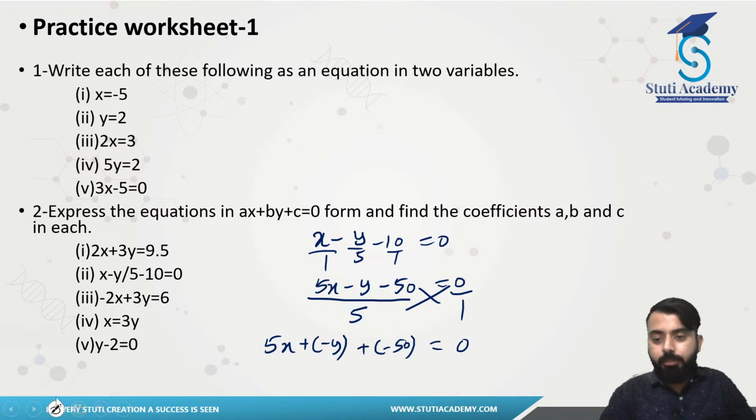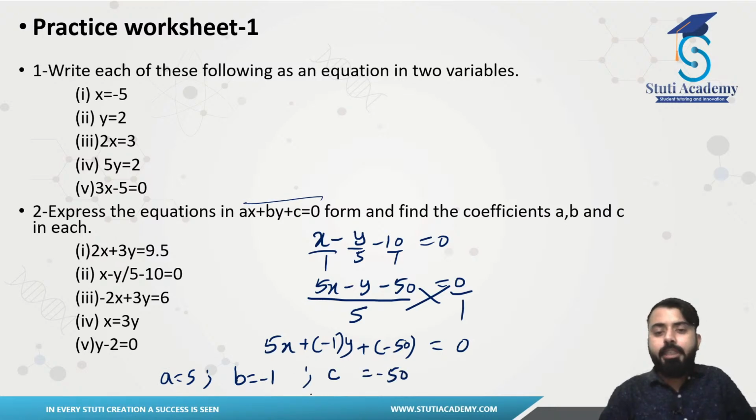Or you can do better, you can write it like this. See, 5x plus minus 1y and plus negative 50. So if we compare with this one, you will have an a which will be 5, a b which will be negative 1, and a c which will be negative 50. Understood? So this is how you're going to do them.